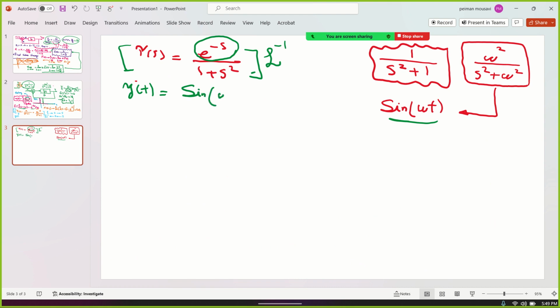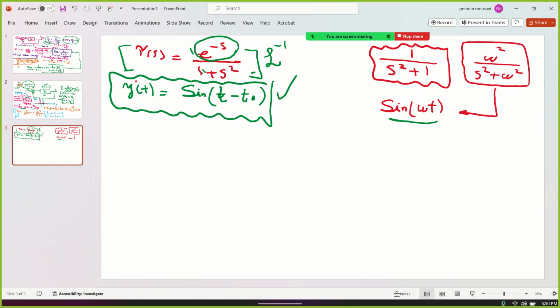So it's going to be sine omega, and omega here is 1. That's right, omega is 1. Omega, not t. T minus t naught. So t minus t naught. Sine of t minus t naught. This is your solution. Bingo. Because your omega is 1. See, omega squared, omega is 1.